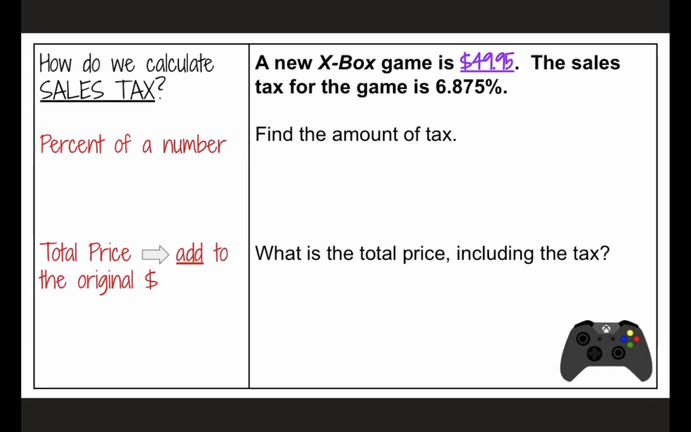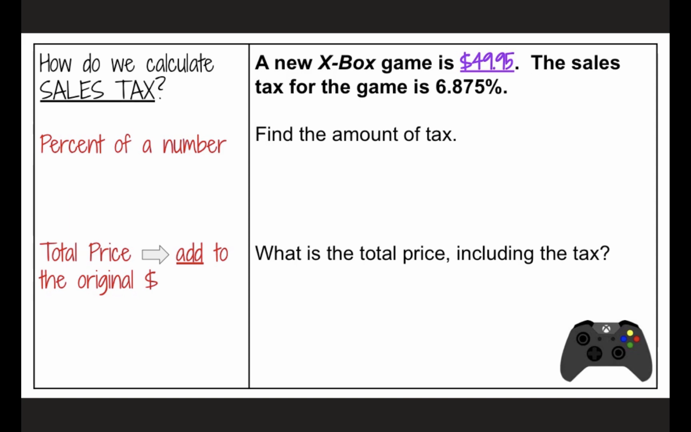How do we calculate sales tax? Well, we reminded ourselves of what sales tax is. It's an additional cost that we pay. So looking at our example in our notes, we have a new Xbox game is $49.95. The sales tax for the game is 6.875%. Now, sales tax varies on state, sales tax varies on the city, but we're going to use this percentage right now for this situation.